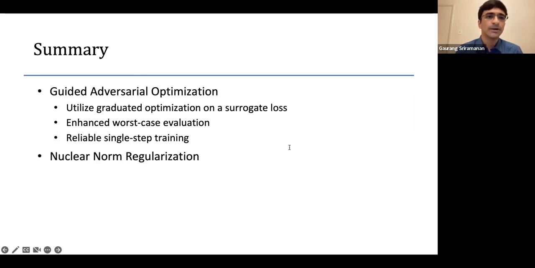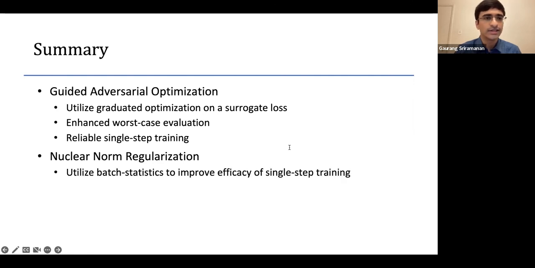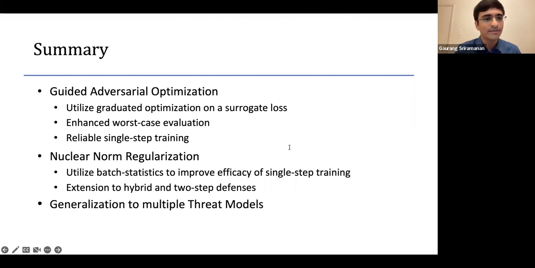Building upon this, we propose to use nuclear norm regularization to create an efficient scheme for single step adversarial training, which is more effective in practice. To do so, we utilize batch statistics entirely to improve efficacy of single step training. And we essentially observe extensions to hybrid and two-step defenses, which almost achieve the same results as multi-step defenses if we are allowed a minor increase in the computational budget for training.